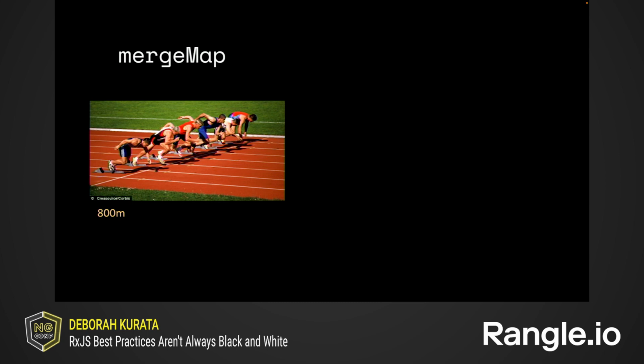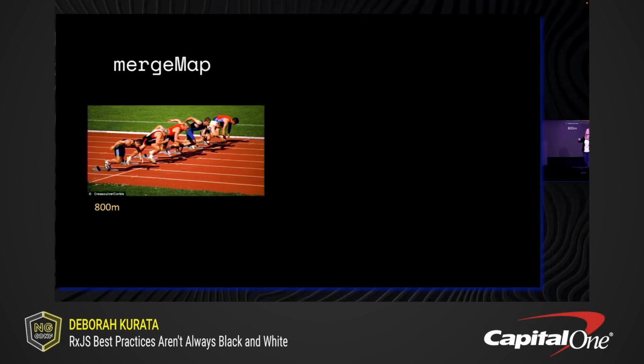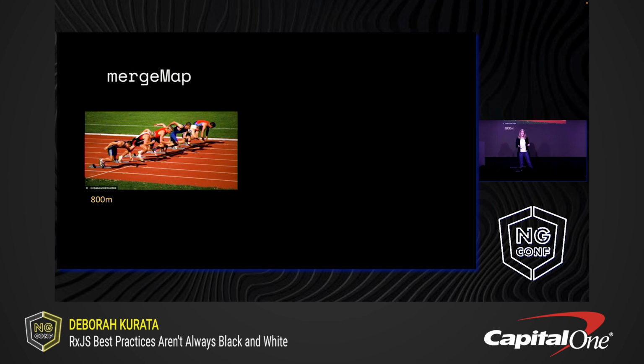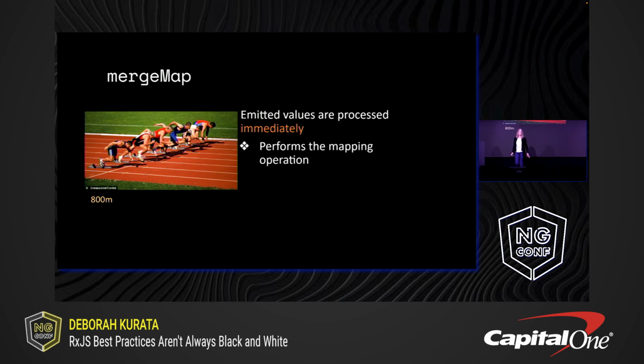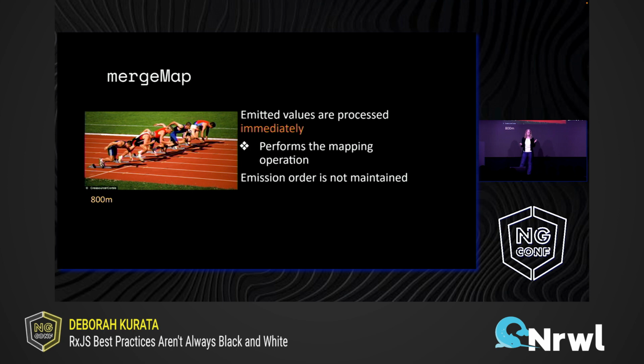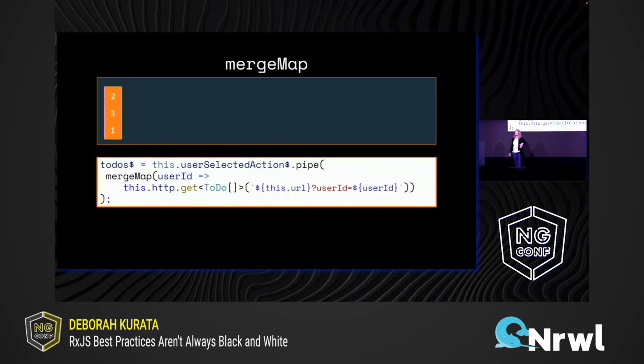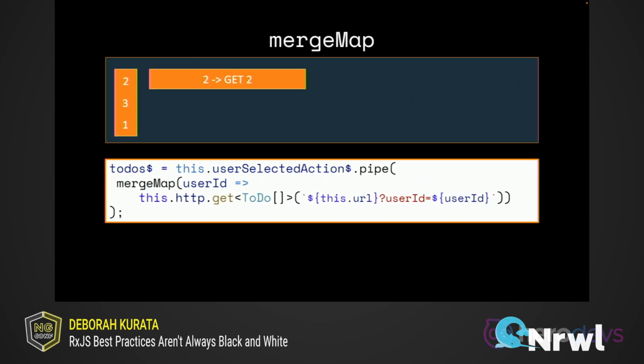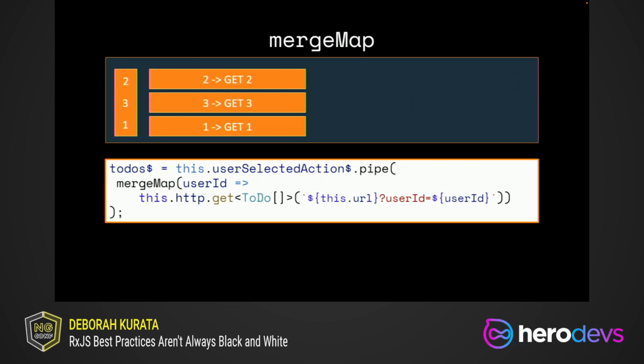MergeMap you can think of like the 800 meter. Everyone starts out all at the same time, and they don't all finish in the order they started. So emitted values are processed right away. They all start all together. Then it performs the mapping, which in this case is the running, and the order is not maintained. So here again is our same scenario. When I pick 2, I pick 3, I pick 1.